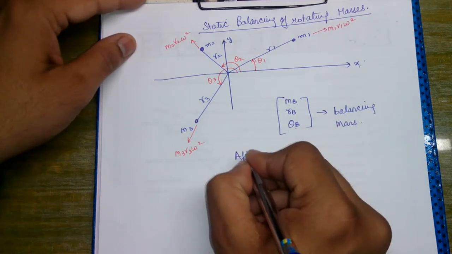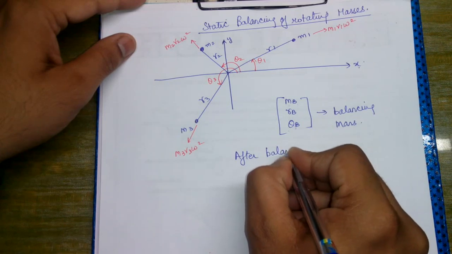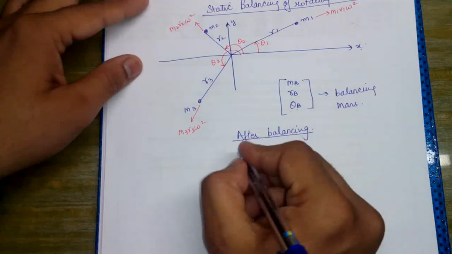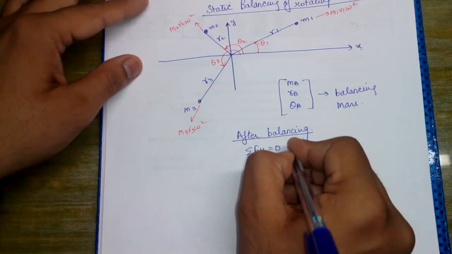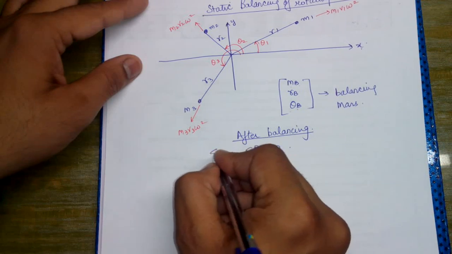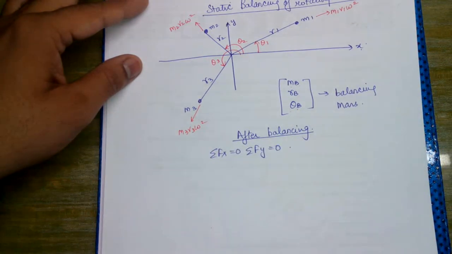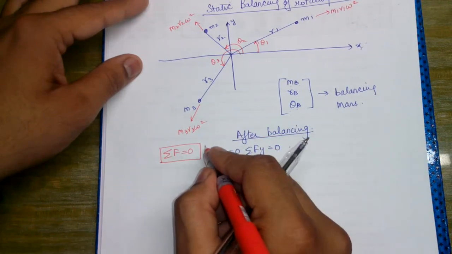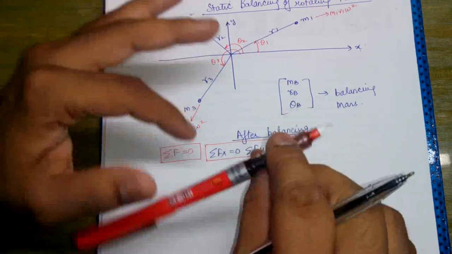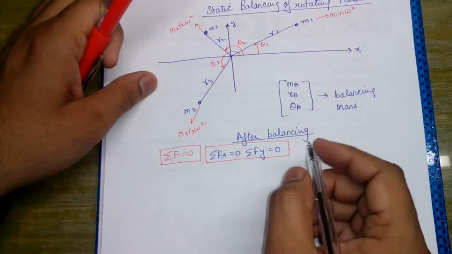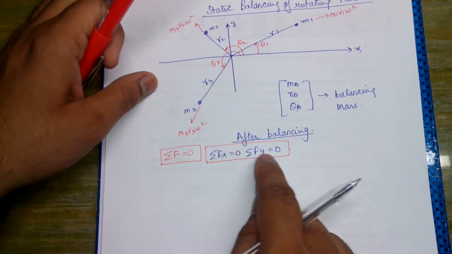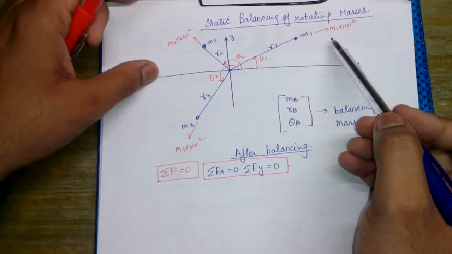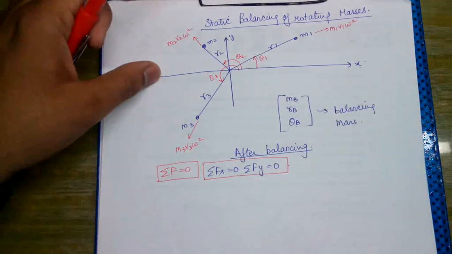Now after balancing, we already know that we have to balance the forces, whereas the moments have already been balanced. So summation F should be equal to 0. Summation Fy and summation Fx should be equal to 0, because we have assumed that the summation of the forces is 0, and we will take the components of these forces along the x and the y directions.